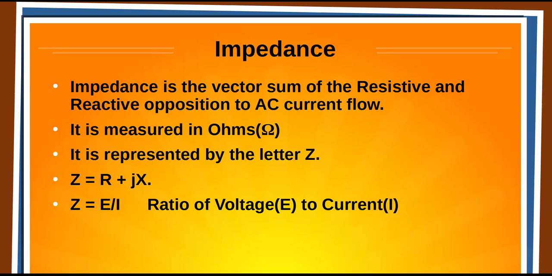So J is the square root of -1. And it's in the complex plane because you have a 90-degree phase shift with reactance, either positive or negative. And that's why you write it that way.